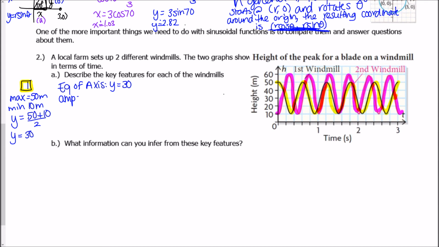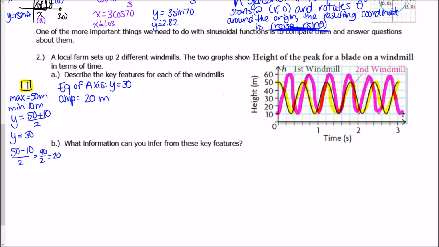Okay, I also want to know the amplitude. And to find the amplitude, I take the min and the max and I subtract them and then divide by 2. So I end up getting 40 divided by 2, which is going to give me 20. So my amplitude is 20 meters. So it takes 20 meters to get to the peak and it takes 20 meters to get to the trough.